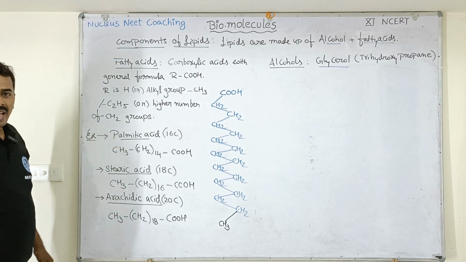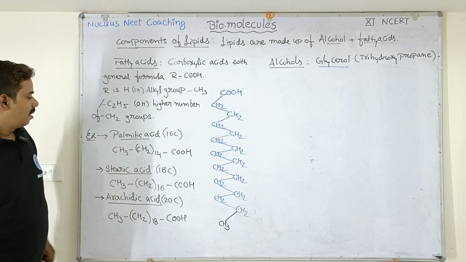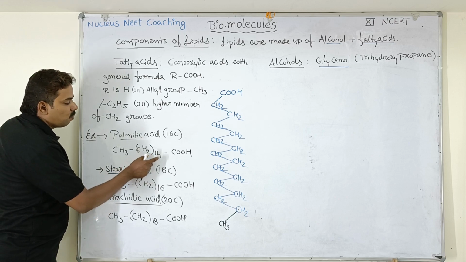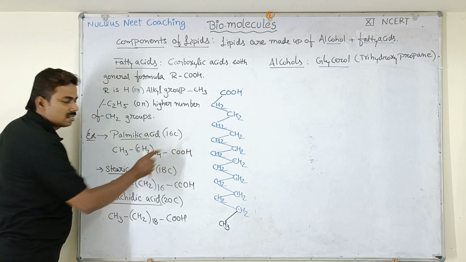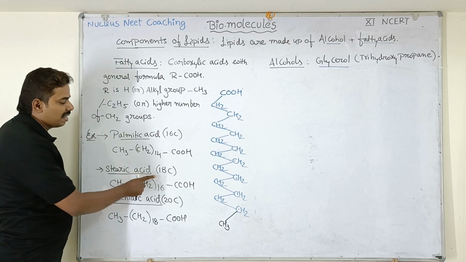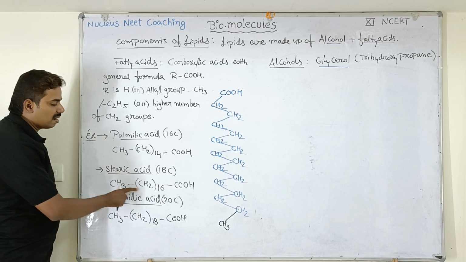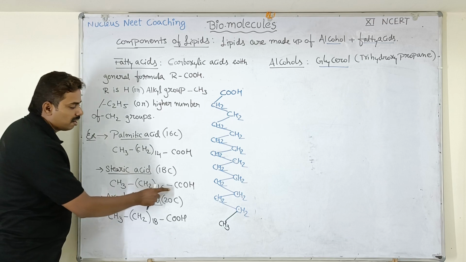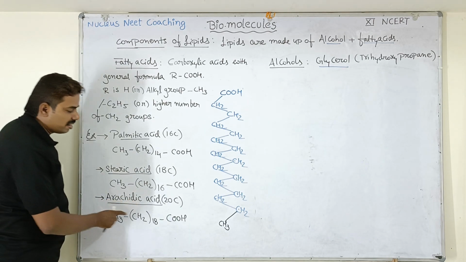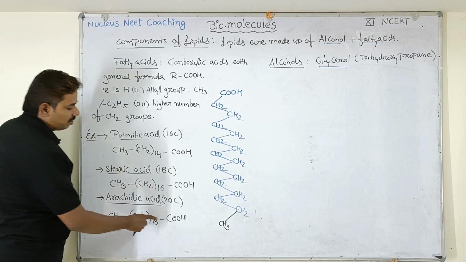First example, palmitic acid. Palmitic acid is a 16 carbon fatty acid. It is found in animal fat. Palmitic acid has the formula CH3, CH2 taken 14 times, that means there are 14 CH2 groups, and one carboxylic group COOH. Another example, stearic acid. It is an 18 carbon fatty acid. Formula: CH3, CH2 taken 16 times, and COOH. Next, another fatty acid present in animals, arachidic acid, a 20 carbon fatty acid: CH3, CH2 18 times, and COOH.